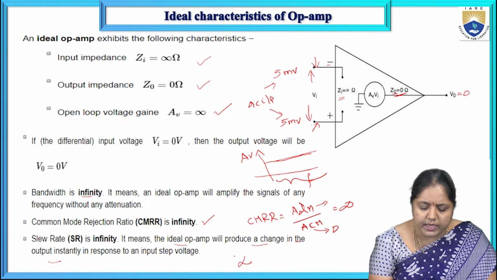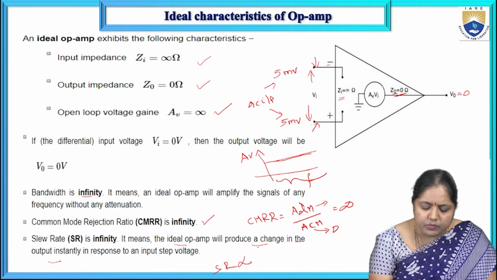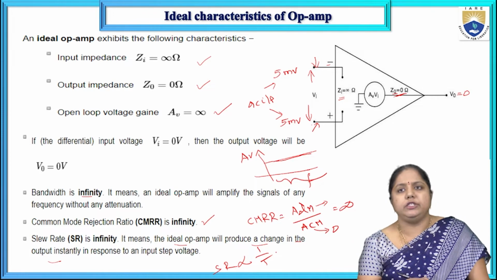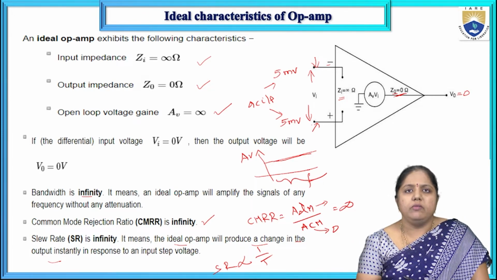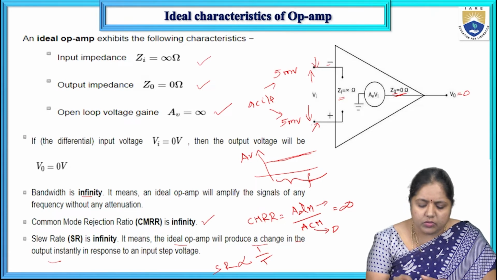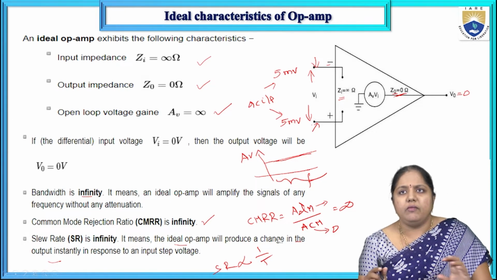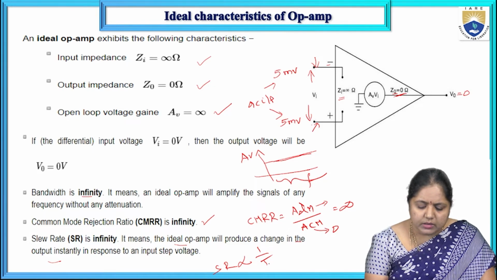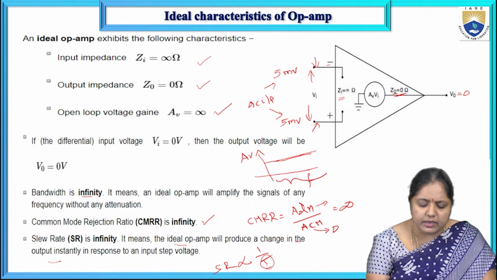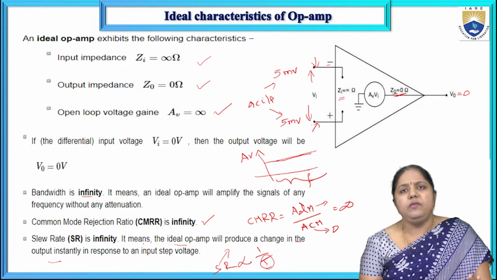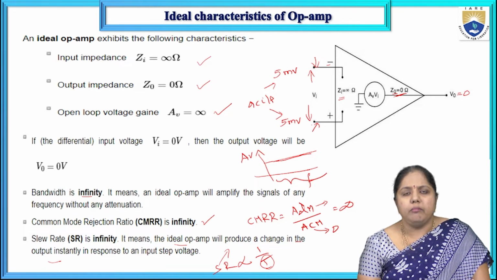Slew rate and time period are inversely proportional to each other. So here the slew rate is inversely proportional to the time delay, 1 by t. There should be no lag, so the slew rate value equal to infinity has to be maintained.